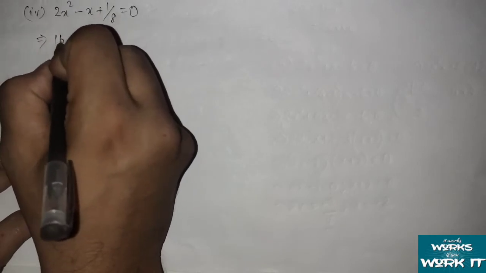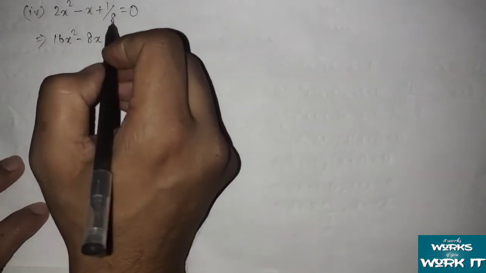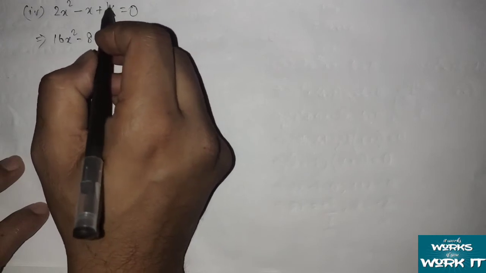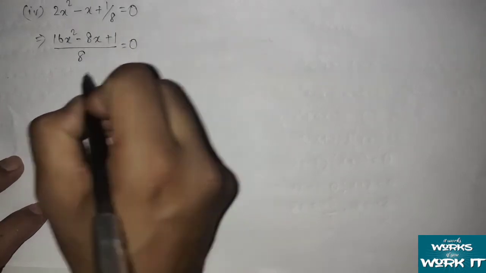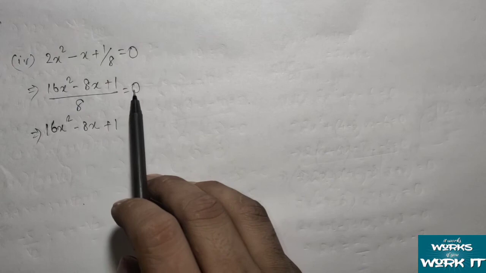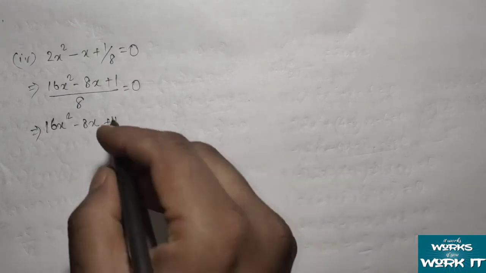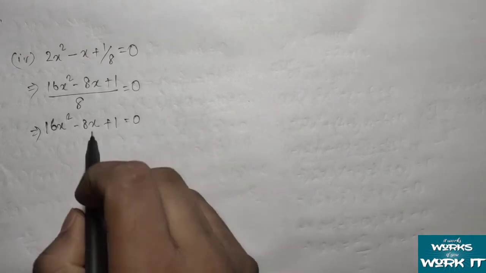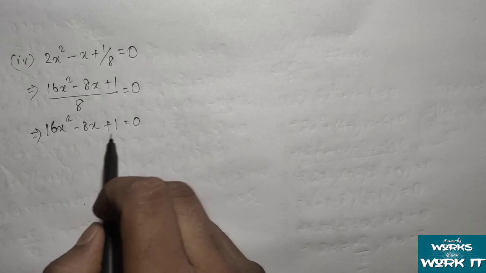8 into 2, it will become 16x square minus 8x plus, here itself the denominator is 8, so no need to multiply with 1, so it will remain as it is, divided by 8 equal to 0. So then after sending this 8 to the right hand side, we are getting 16x square minus 8x plus 1 equal to 0. So now we can use the factorization method to solve the quadratic equation.